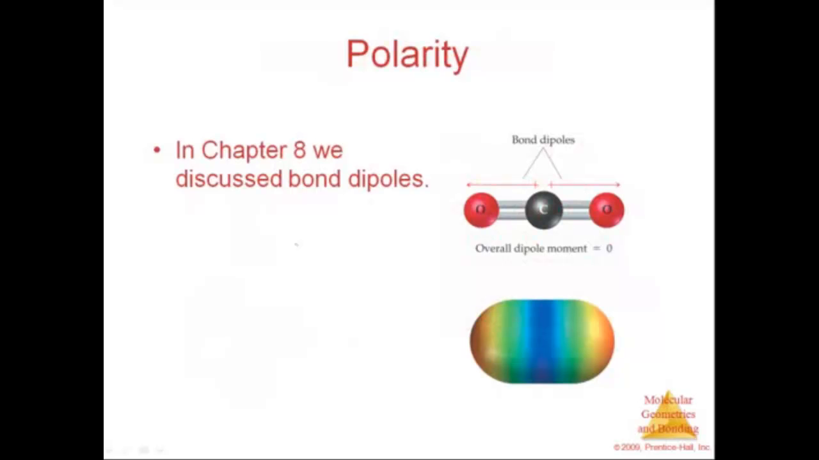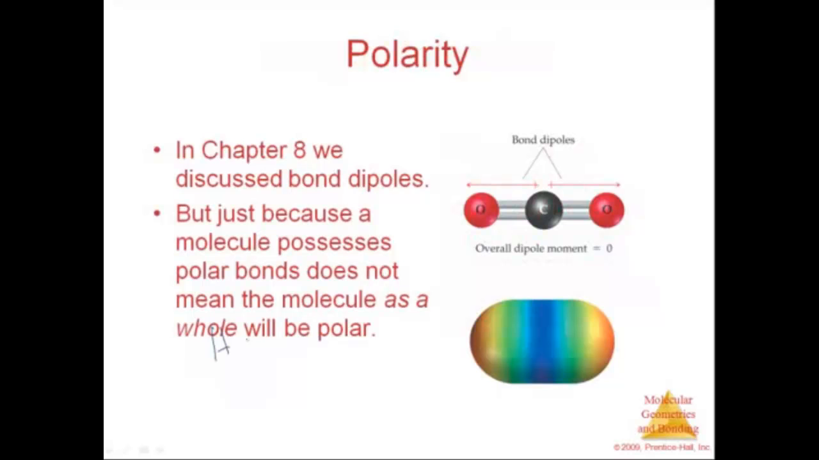Okay, so we talked about bond polarity. Remember we talked about, let's say, HF? This is more electronegative, so I'm going to have a dipole moment. It's going to be more electrons around the fluorine than there are around the hydrogen.